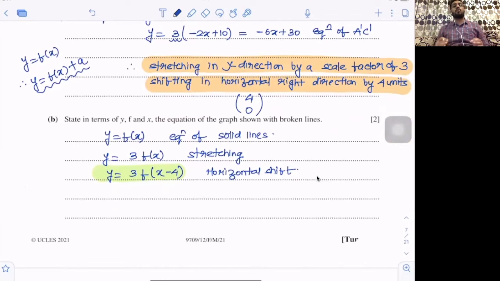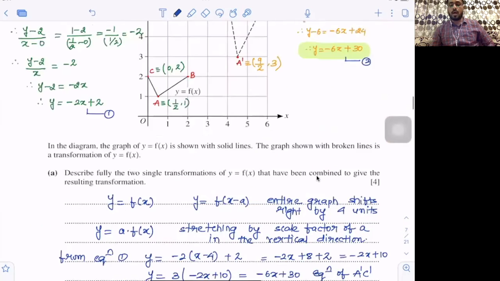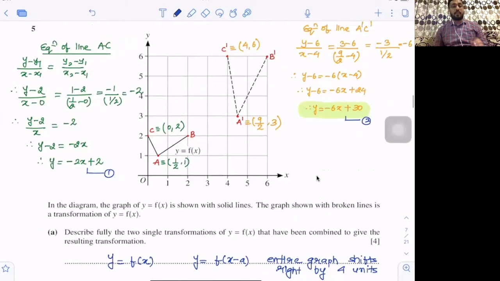So now you have got the equation of the broken lines with y, f, and x. So y equal to 3 times f of x minus 4. So that's for 2 marks. So you must have observed how this question needs to be tackled, right? There is a stretching by 3 units, and there is a horizontal shift of 4 units, right?